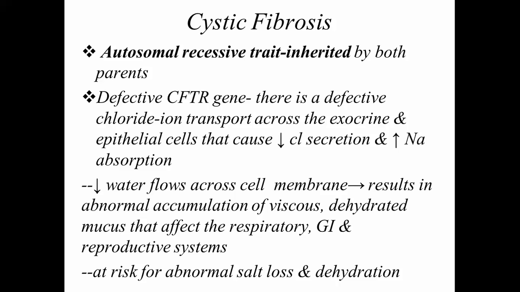And there's also a decrease in water flow across the cell membrane, which results in abnormal accumulation of viscous secretions and dehydrated mucus that affects primarily the respiratory, GI, and the reproductive systems. So these children, because that defect is in the sweat glands, are at risk for abnormal salt loss and dehydration.